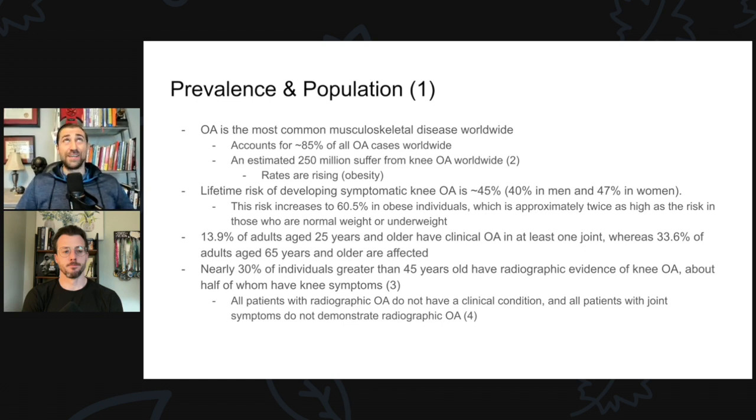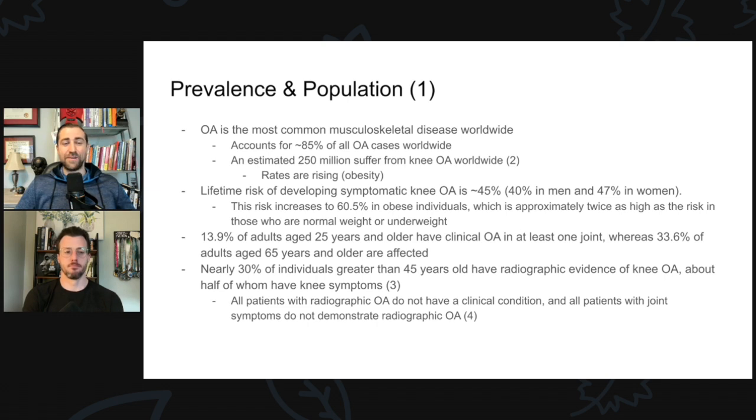A little information on prevalence and population. OA is the most common musculoskeletal disease worldwide. This kind of contradicts what I previously said about low back pain, but I just took it from a research study. Take it with a grain of salt, I guess. Knee OA accounts for around 85% of all osteoarthritis cases worldwide. I thought this was pretty interesting. So in terms of OA, there's a lot of it out there. It's most common in the knee, with a substantial majority being osteoarthritis in the knee.